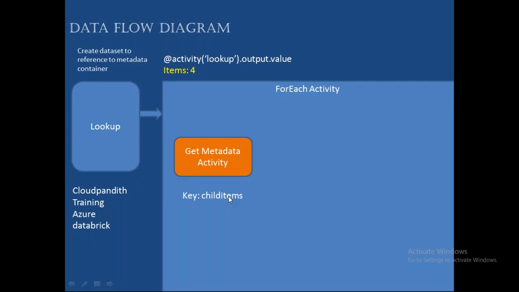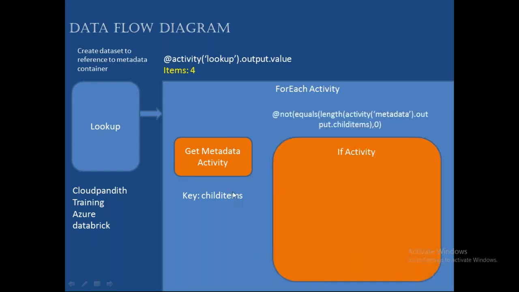Once I get those file names, I will pass them to the if activity. In the if activity, I will put something like this: activity metadata output child items. Okay, so child items I'm getting. The length of child items is nothing but the number of files it is going to give you.